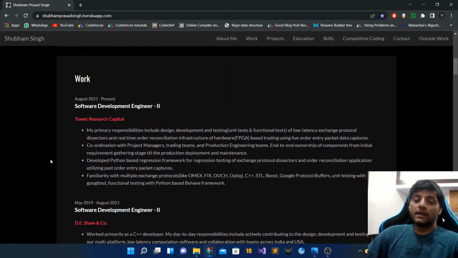And after that, I made a switch to Tower. I wanted to explore the high frequency trading space, so that was my major reason for making a switch to Tower. So here I am at Tower working as a software engineer too. I already told you about my primary responsibilities, but apart from that, I do a lot of coordination with project managers, trading teams, and production engineering teams as well. I have end-to-end ownership of the components I work on, and apart from development and design, I'm also involved in writing automated unit tests, integration tests, and functional tests in Python for all the components which we develop.